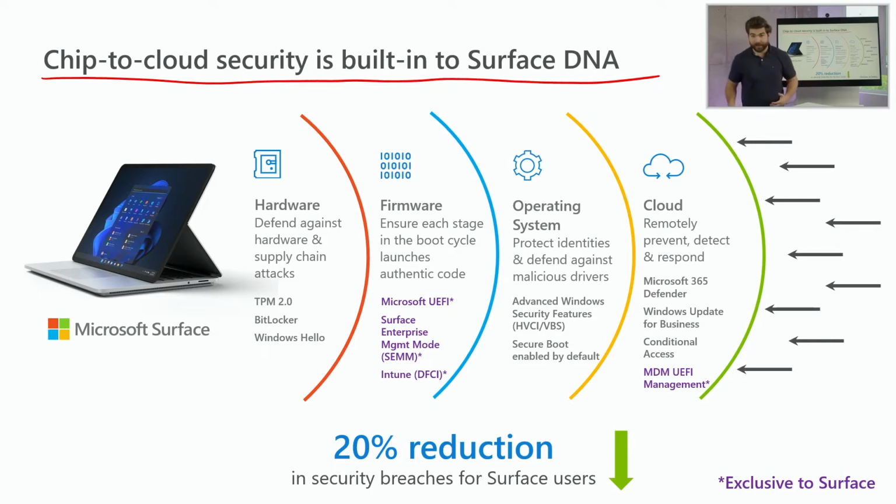I like to call it the cake, this multi-tiered cake of protection, starting with the outermost layer of any cake, that frosting with the cloud. The cloud is, of course, tasked with remotely preventing, detecting, and responding to data breaches, any sort of malicious activity that might be going on. Then you've got the operating system, that vanilla layer of the cake, that Windows 11, as I mentioned earlier, is our most secure operating system to date.